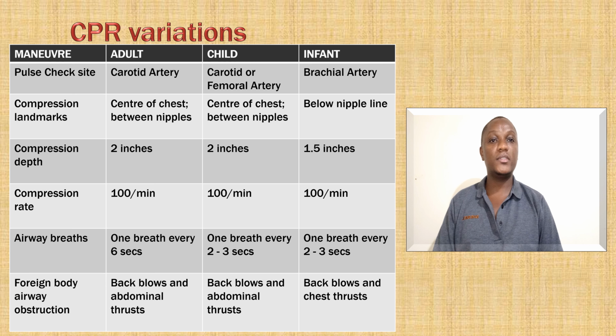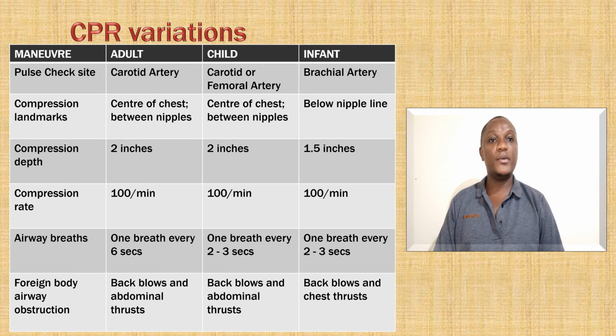What about compression depth? For an adult it is 2 inches, and that is the same for the child, 2 inches. But for an infant, you go deep 1.5 inches. The compression rate for adult, child, and infant is 100 per minute.